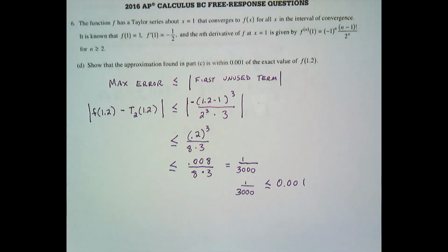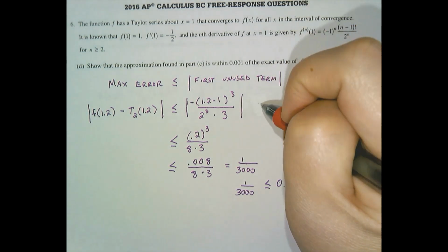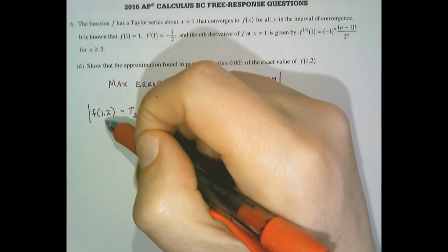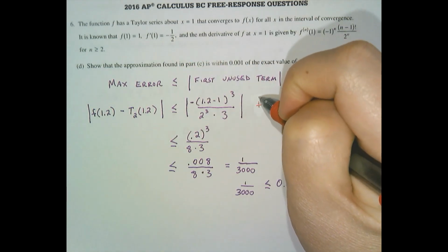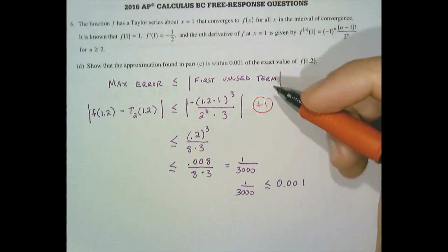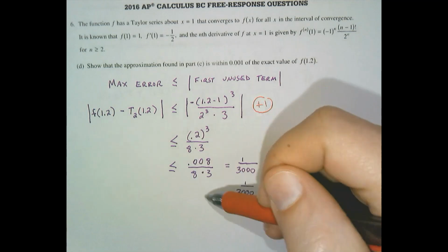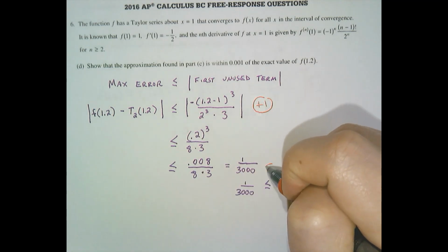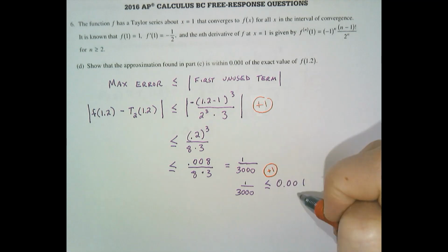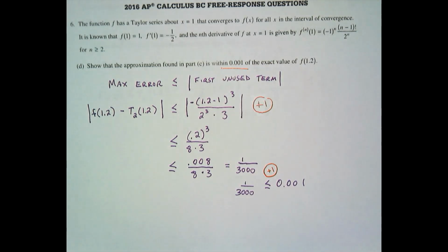This is worth 2 points. The first point comes from the error form, so recognizing that error is less than the first unused term. And then the second point comes from the analysis, which I would interpret as actually going through the process of evaluating this, and particularly recognizing that the value is less than the desired 0.001. All right, thank you for watching.